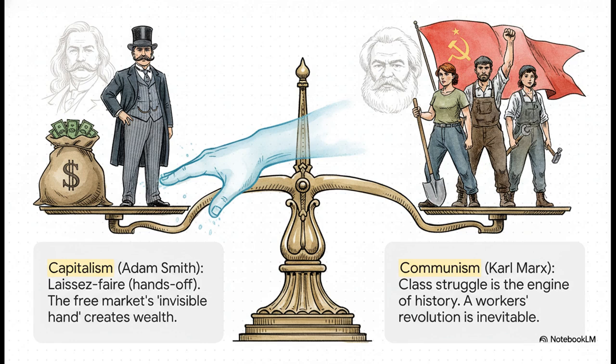In one corner, you've got Adam Smith and capitalism. His big idea was laissez-faire, basically hands-off. He said the government should just get out of the way, and the invisible hand of the market would create wealth. But in the other corner, you have Karl Marx. He saw this system as pure exploitation and predicted that eventually the workers would rise up in a revolution and create a classless, communist society.